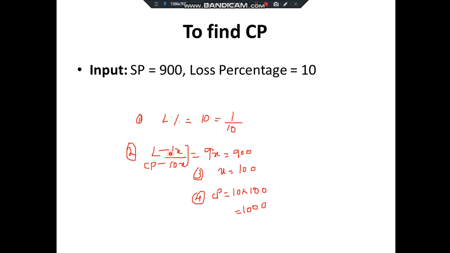Since it is loss, we have to subtract both. 10x minus 1x is 9x, right? So 9x is equated to SP. So 900. So x is equal to 100. Now we have to find the cost price. So 10 into 100, which is 1000.